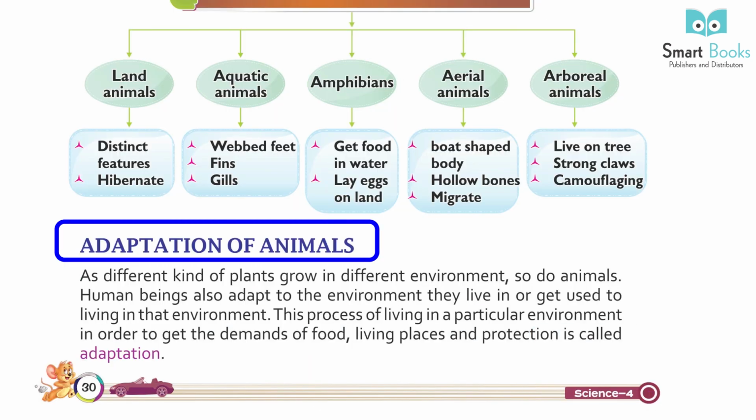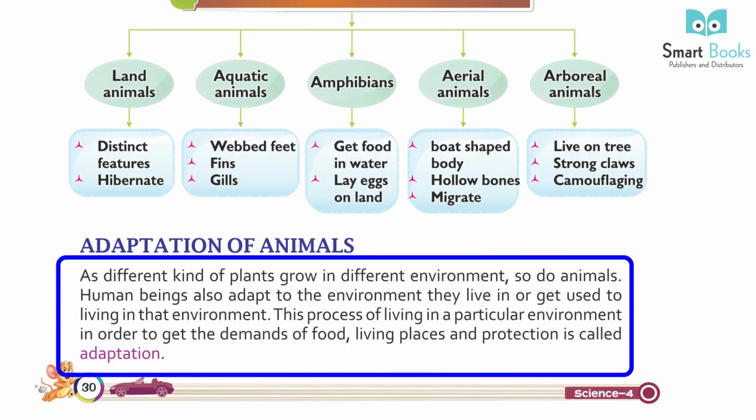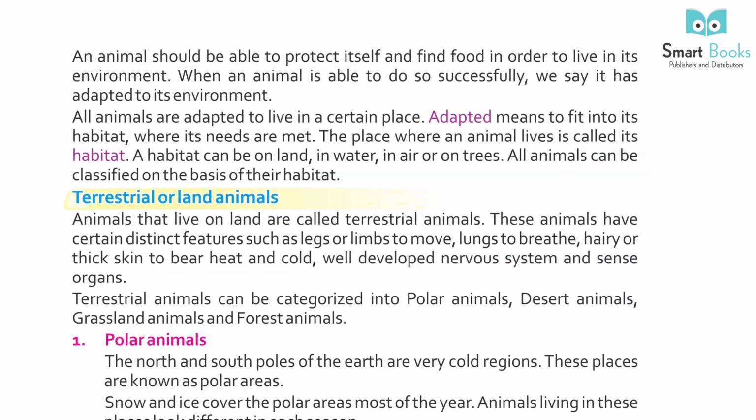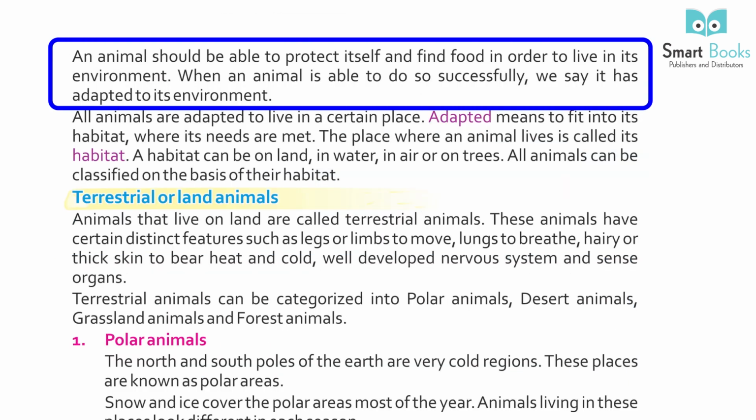Adaptation of animals. As different kinds of plants grow in different environments, so do animals. Human beings also adapt to the environment they live in, or get used to living in that environment. This process of living in a particular environment in order to meet the demand of food, living places and protection is called adaptation. An animal should be able to protect itself and find food in order to live in its environment. When an animal is able to do so successfully, we say it has adapted to its environment.